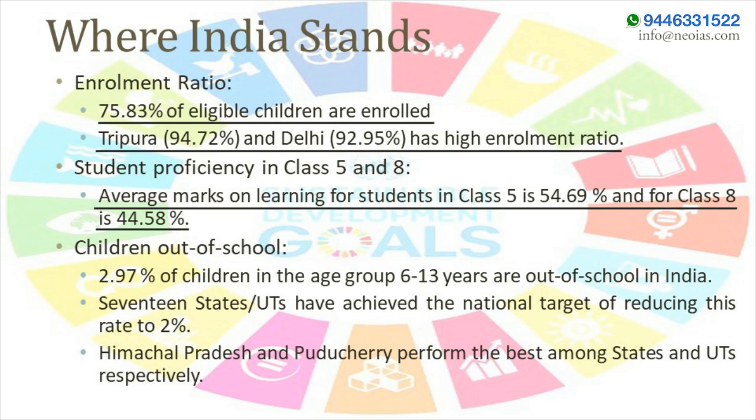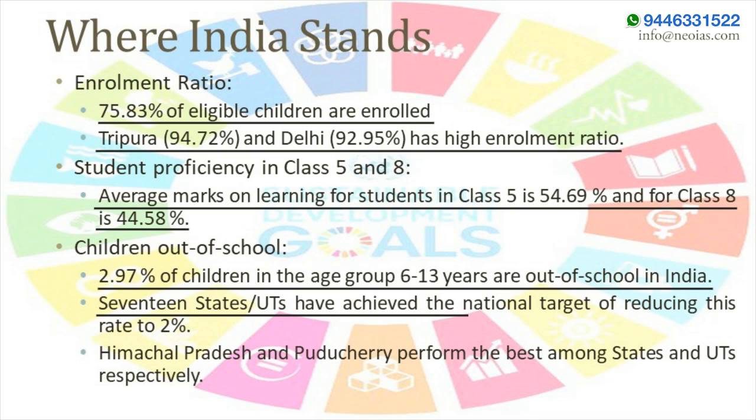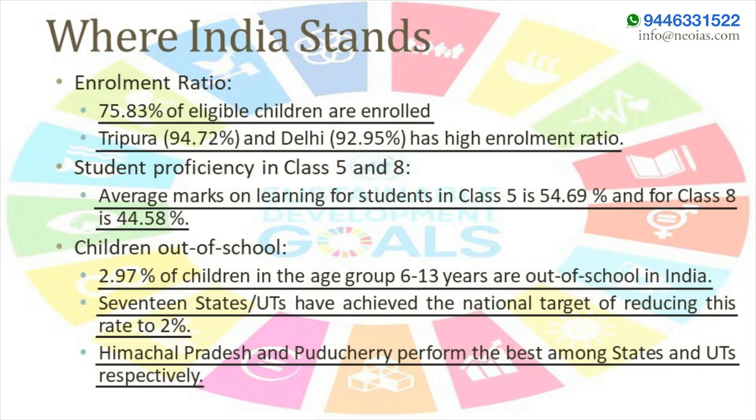Another one is on children out of school. 2.97% of children in the age group of 6 to 13 years are out of school in India. 17 states or UTs have achieved the target of reducing this rate to 2%. Himachal Pradesh and Puducherry perform the best among states and UTs respectively.